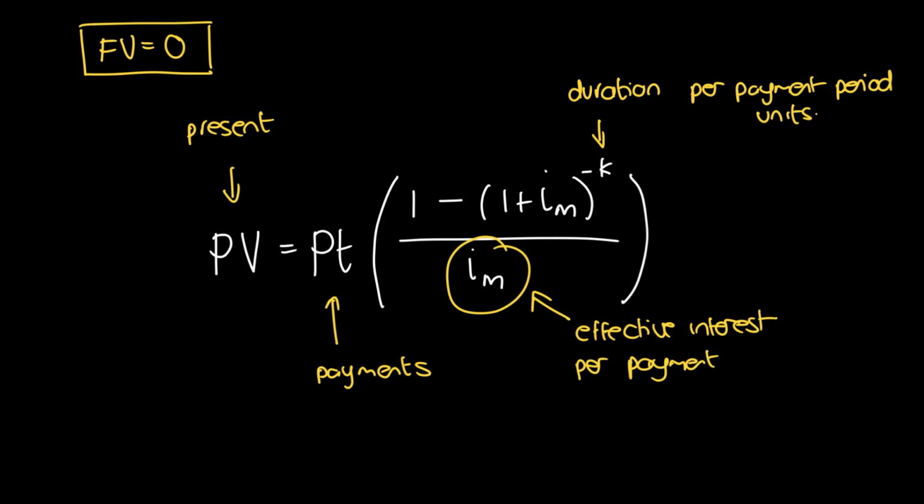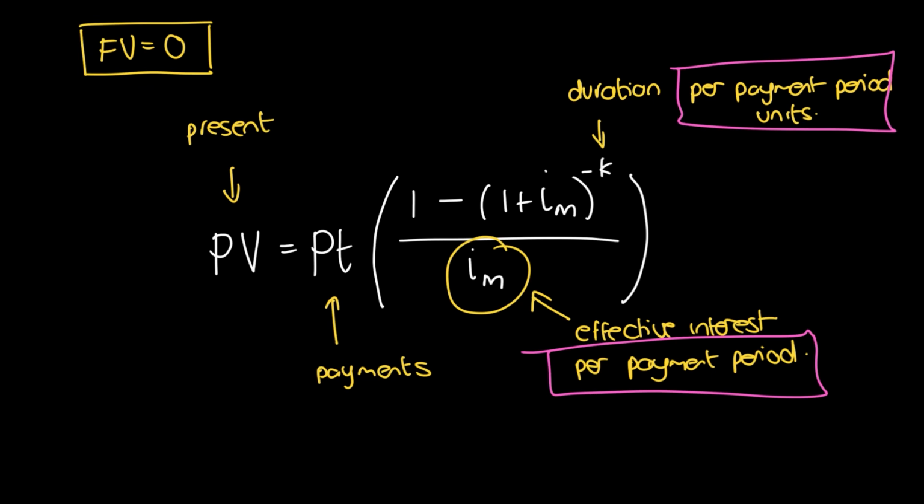So you'll notice you convert everything to do with time to coincide with your payment periods. And that means that for your effective interest, if you had it as the effective interest per compounding period, you would have to find the equivalent effective interest rate per payment period. So it's an important thing to note and make sure that your effective interest here is per payment period and your duration is also per payment period units. So if your payments were in months, but your compounding was in quarters, you will need to convert everything to months to coincide with your payments.